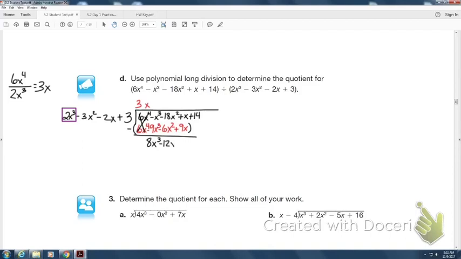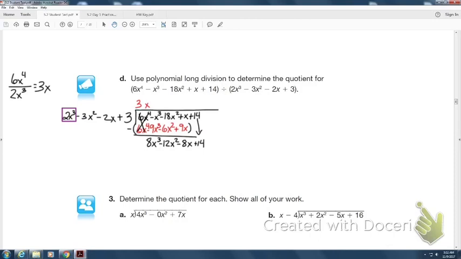Negative 12x squared. X minus 9x is what? Negative 8x. What do I need to do next? Bring down my 14. After that, Casey, what's the next step? I divided, I multiplied, I subtracted, I brought down, so do what? Divide 8x cubed by 2x.